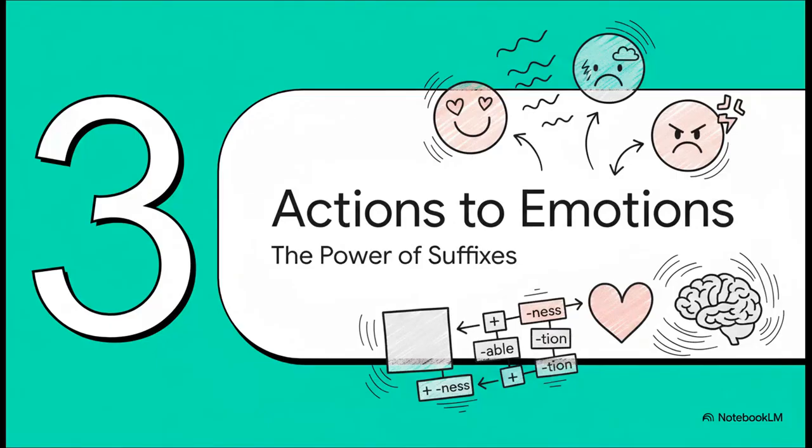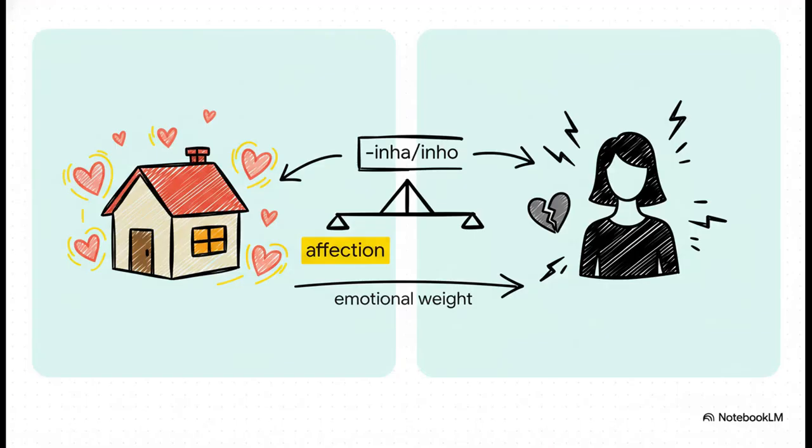But okay, now we get to what I think is the most subtle and fascinating power of suffixes. They don't just change meaning or word type, they can actually inject feeling, judgment, and raw emotion directly into a word. This is where it gets really good. And this right here is the aha moment. Take a suffix like inha. You add it to casa, which is house, and you get casinha. It means little house, and it's full of affection, right? Like a cozy little cottage.